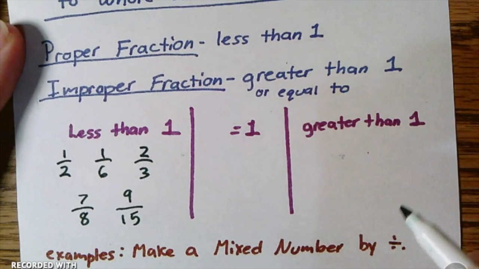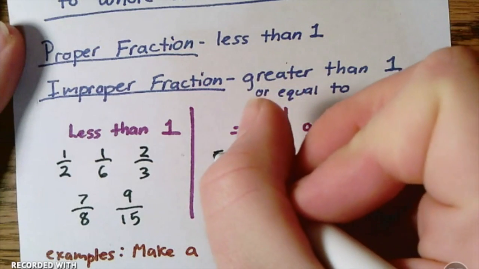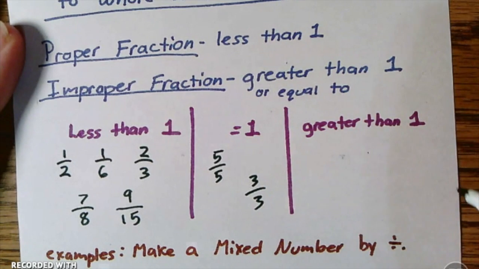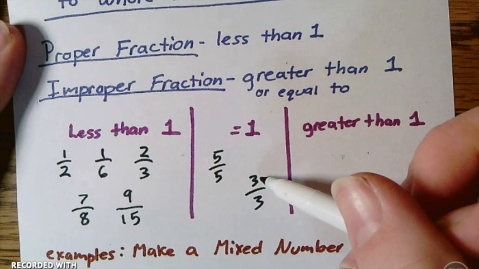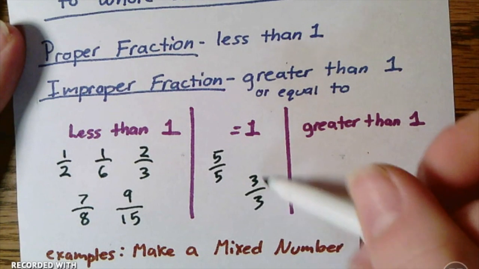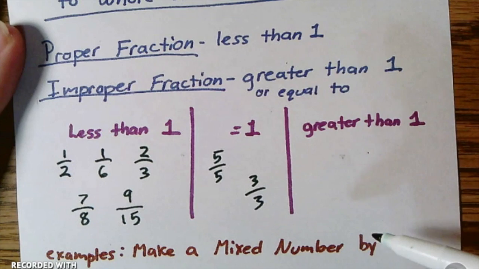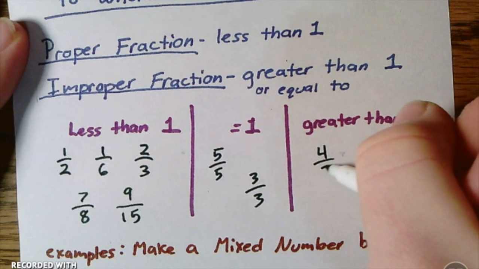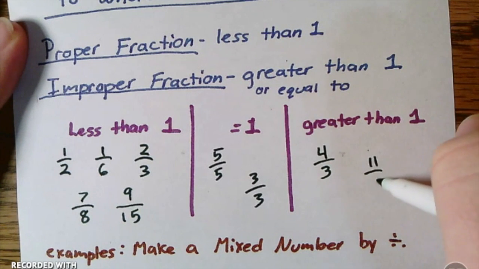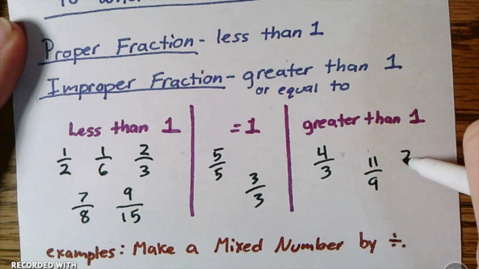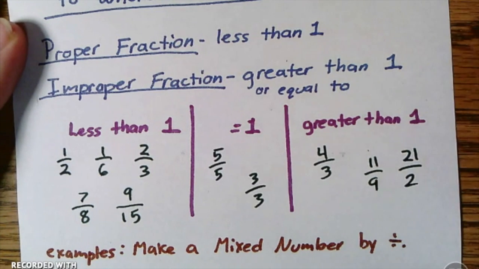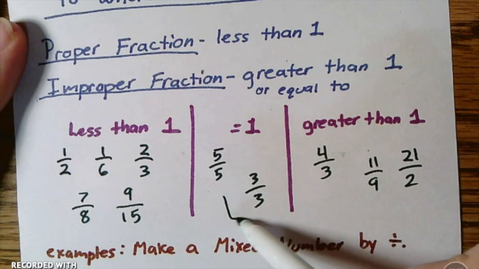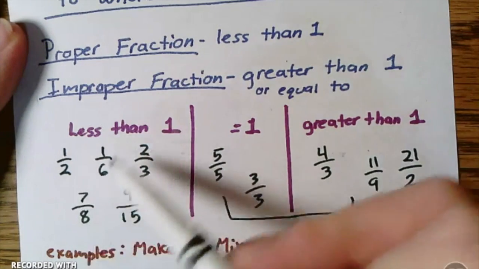What are some fractions that equal 1? Well, you could have 5/5 or 3/3. A fraction is equal to 1 if the numerator is the same as the denominator. So that would simplify to just 1. And some examples of fractions greater than 1 would be like 4/3 or 11/9 or 21/2. All of these are considered improper fractions, and actually so are these. So these ones are improper and these ones are proper.